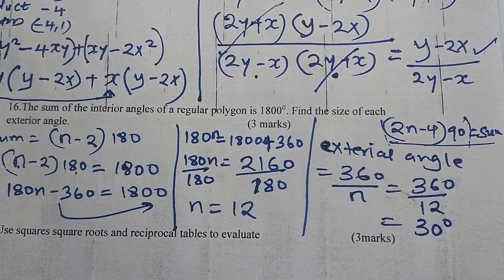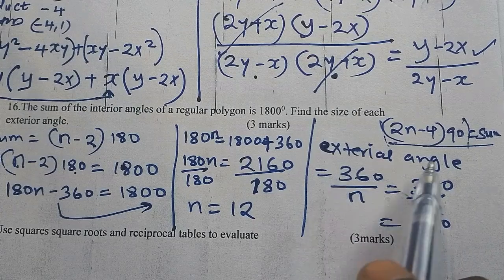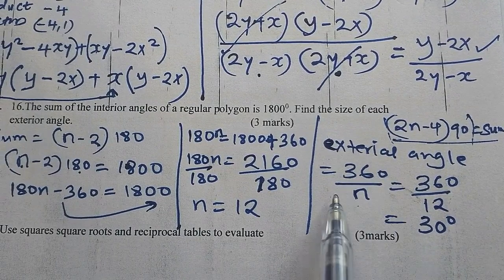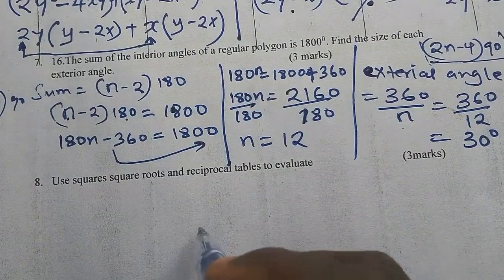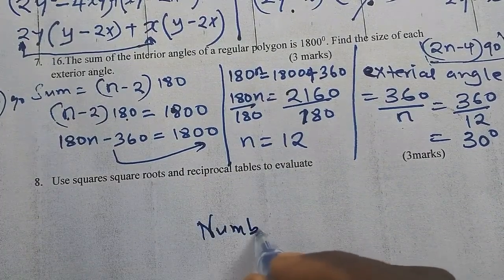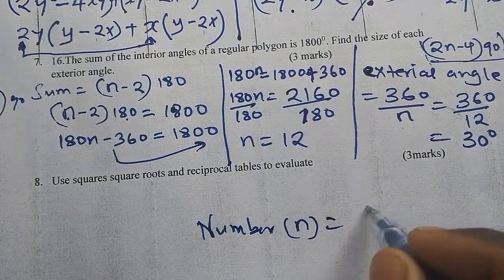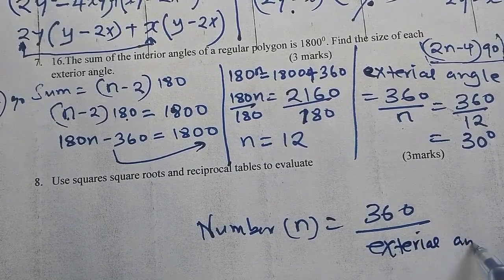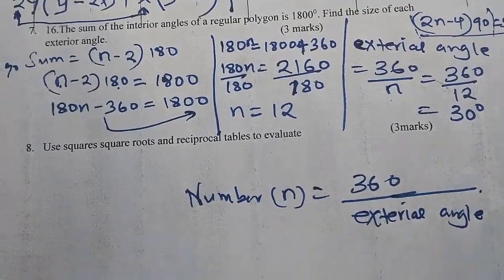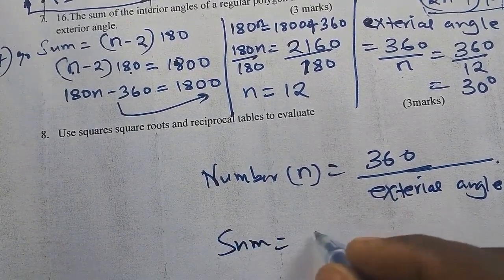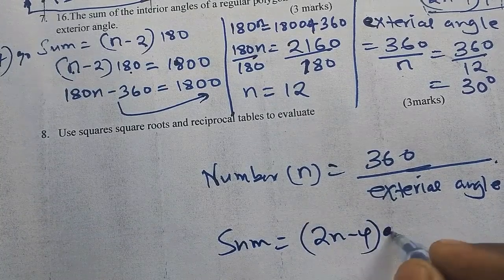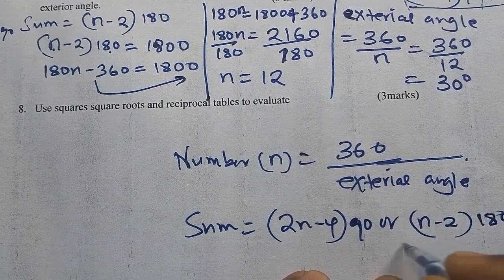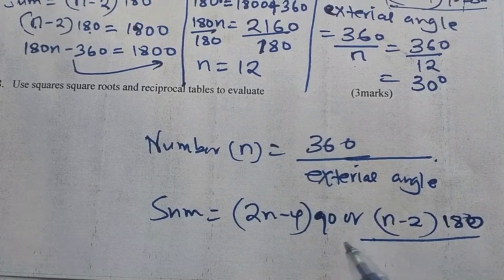You should know that exterior angle is equal to 360 divided by the number of sides. And the number of sides n is equal to 360 divided by exterior angle. So these are the formulas you must have. And then the sum is equal to 2n minus 4 times 90, or n minus 2 times 180. That is the sum of interior angles. Sum of interior angles is given by these two formulas.